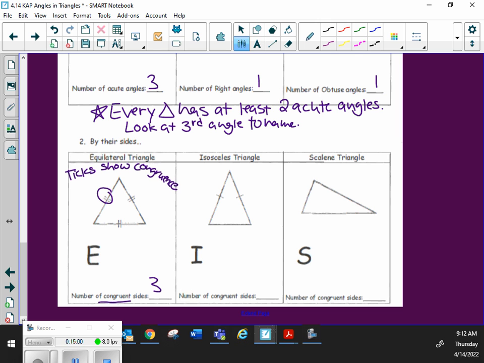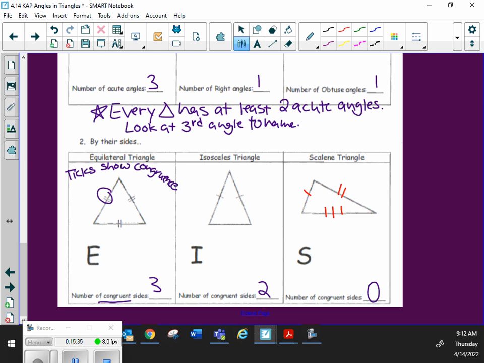And the next one, the isosceles, how many sides do you see with the tick marks? 2. So only 2 are congruent. Okay? Again, they don't have to have the tick marks, but if they do, it's showing congruent. Then for a scalene triangle, that means that none are the same. Okay? Number of congruent sides is 0. They could put tick marks, and what that means is they might put like 1 here, 2, and then 3. Since none of them match up with a number of tick marks, that means none of them match up.